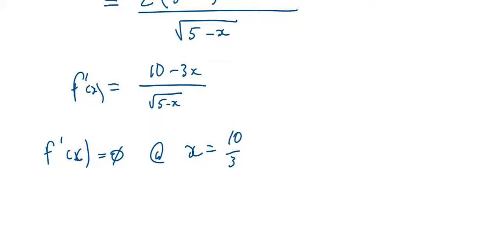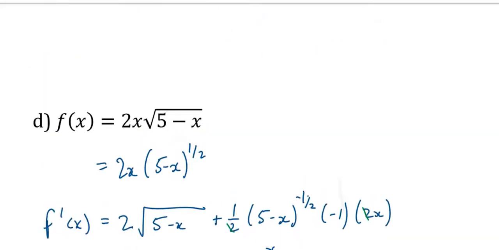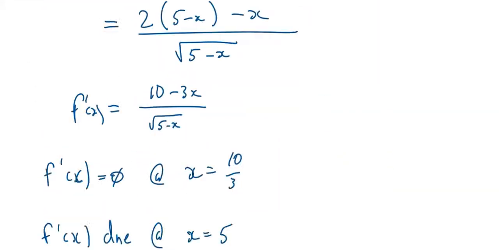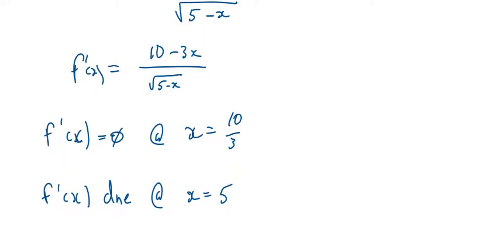F prime of x is equal to 0 when the top is 0, and that's at 10 over 3. Is there anywhere that this function does not exist? Where? At 5. Why? Because the bottom is 0. Very good. Anywhere else? Say that again? Did you include the 0 from the original function? What 0? Like 2 times 1? No. That's going to be an x-intercept or something, maybe, isn't it? But that's good. That's what we'll do eventually.